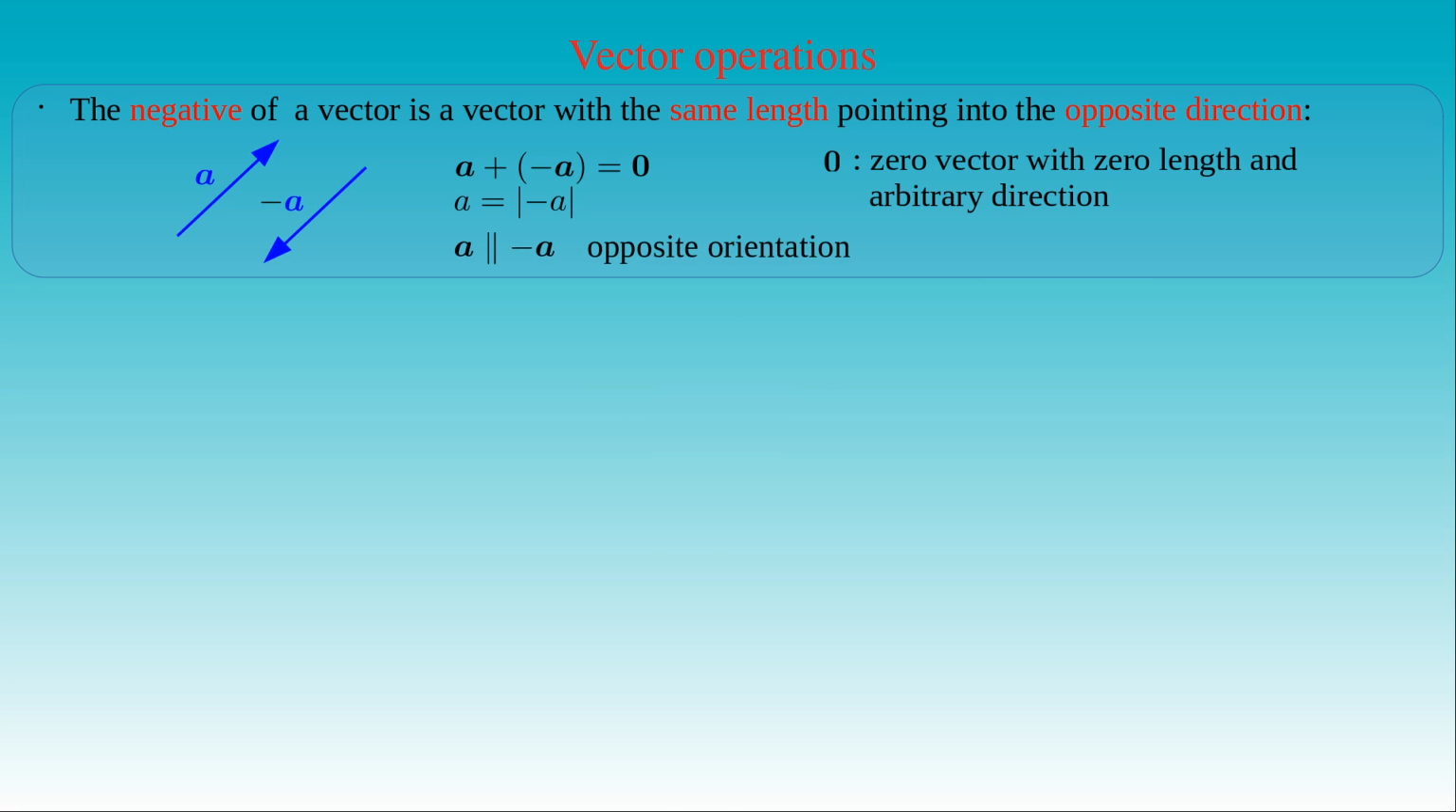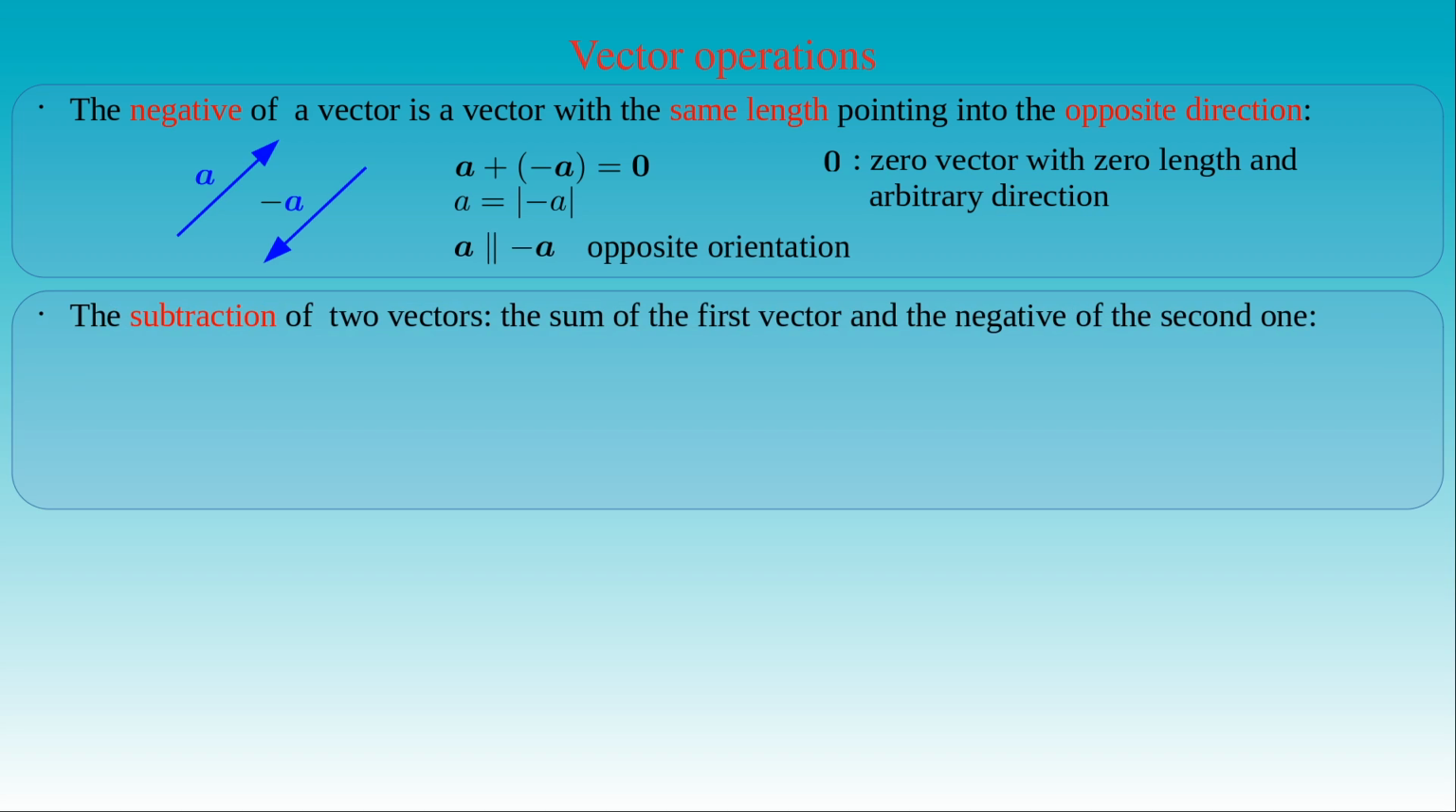Then we can define the subtraction of two vectors as the sum of the first vector and the negative of the second one. If we have the vectors A and B, then we take the opposite of B, which is minus B, and translate it to the head of the vector A. Now we can take the sum of the vectors A and minus B, where we denote the resultant with A minus B.